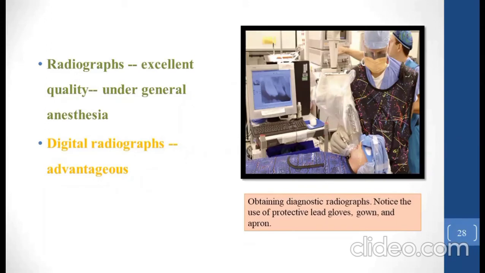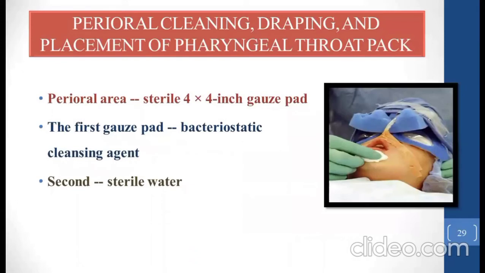Now, the perioral cleaning, draping, and the placement of the pharyngeal throat pack. Before starting the dental procedure, the perioral area is cleaned with sterile 4 by 4-inch gauze pads. For that, the first gauze pad is saturated with the bacteriostatic cleansing agent, and the second is with sterile water. Alcohol is not used in the operating room because it is a potential fire hazard.